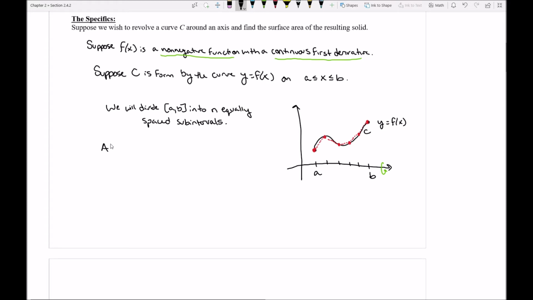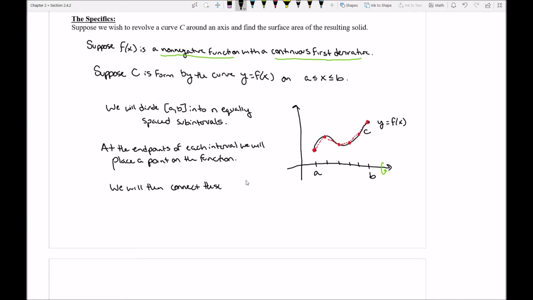So we'll say at the endpoints of each interval, we will place a point on the function. So that accounts for our red dots. And we will then connect these endpoints, or I'll just say connect these points with line segments.